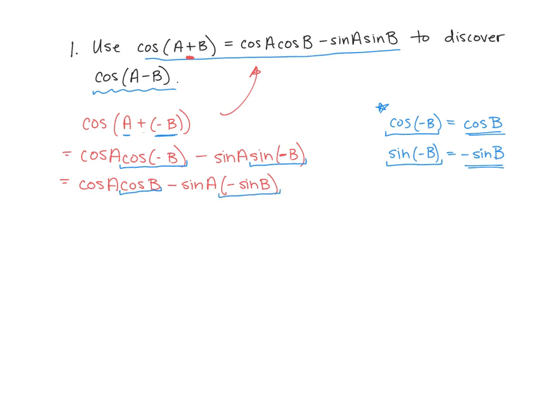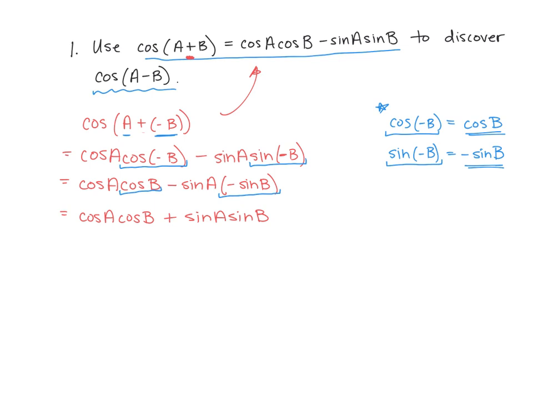And then let's just clean this up a little bit further. So I have cos of my first angle, cos of my second. A negative and a negative is a positive. So plus sine of my first angle, sine of my second. So now this is our second angle identity that we have for our compound angle identities.